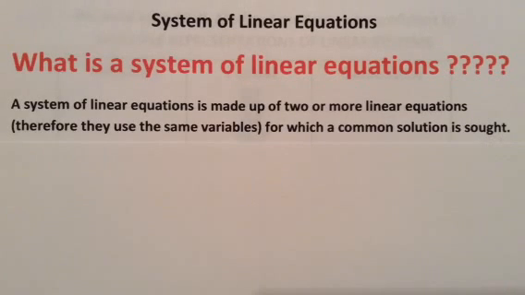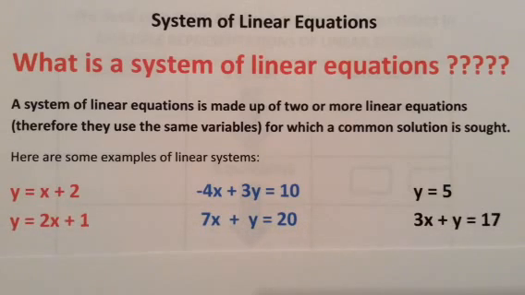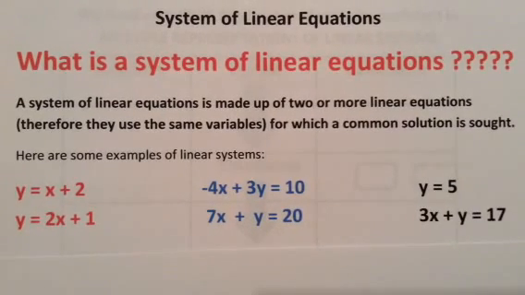Let me give you some examples of linear systems. There's three linear systems. They're different colors. The first one over here is in red. If you notice, I have two equations. They're both in y equals mx plus b form. And they use the same variables, x and y, in each one of them. Two equations, two variables, both in linear form.